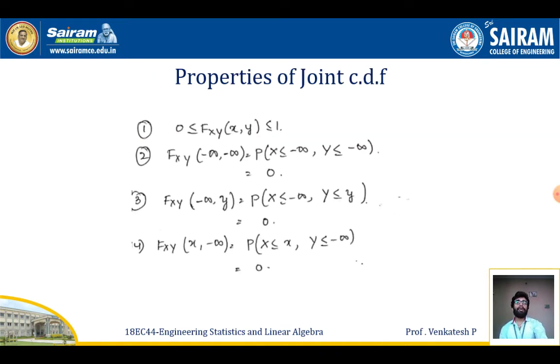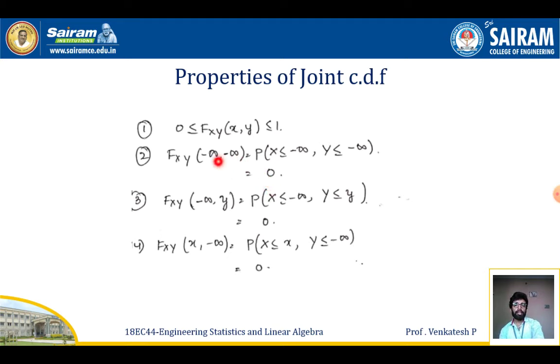Now, the properties of the joint CDF, or joint cumulative distribution function. The first property is that the range of the joint cumulative distribution function varies between 0 and 1. That is, 0 ≤ F(x, y) ≤ 1. The second property: F(−∞, −∞) = 0.